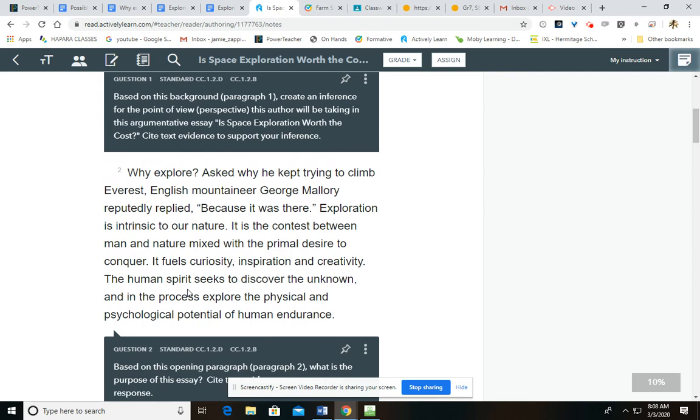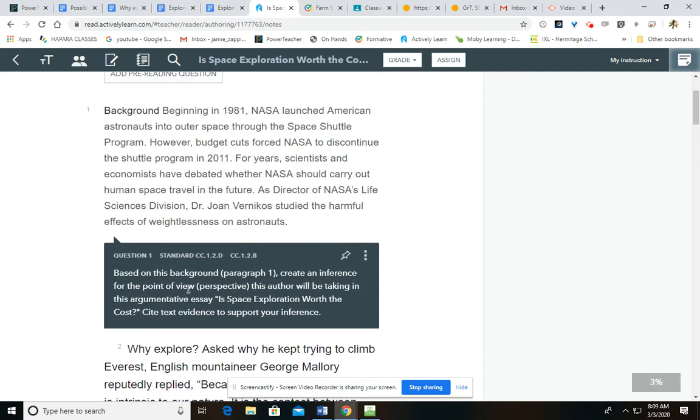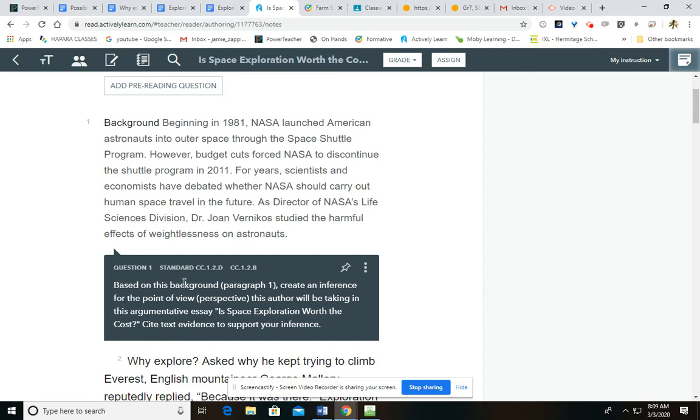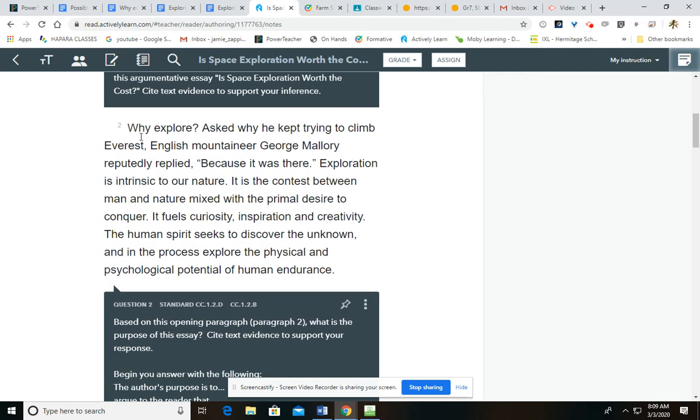As we look at this opening paragraph, and based on the background section from the previous paragraph, it talks about Dr. Joan Vernikos, who studied the harmful effects of weightlessness on astronauts. It also mentions how, after forced budget cuts, they were asked to discontinue that shuttle program, although it was debated whether they should, in fact, discontinue that program. This opening paragraph gives a lot of clues as to why we should explore.